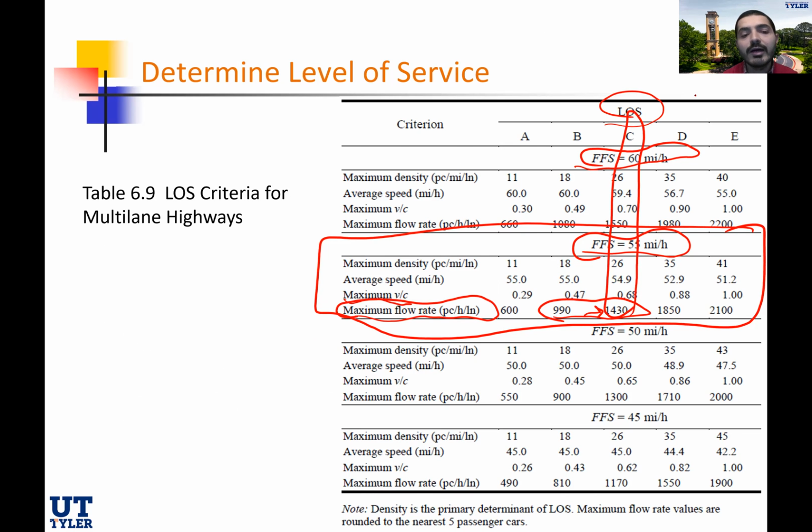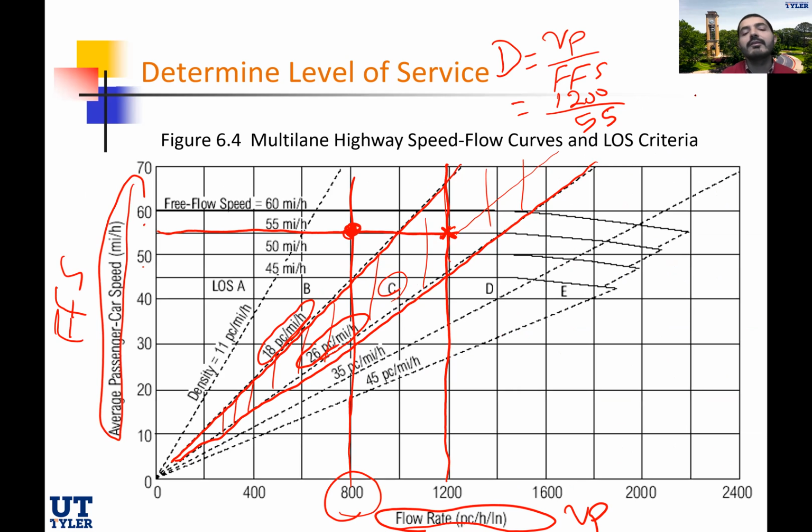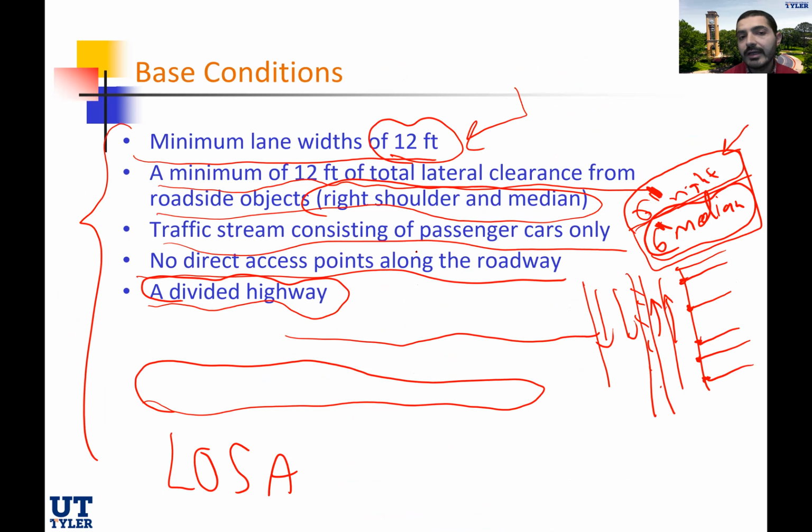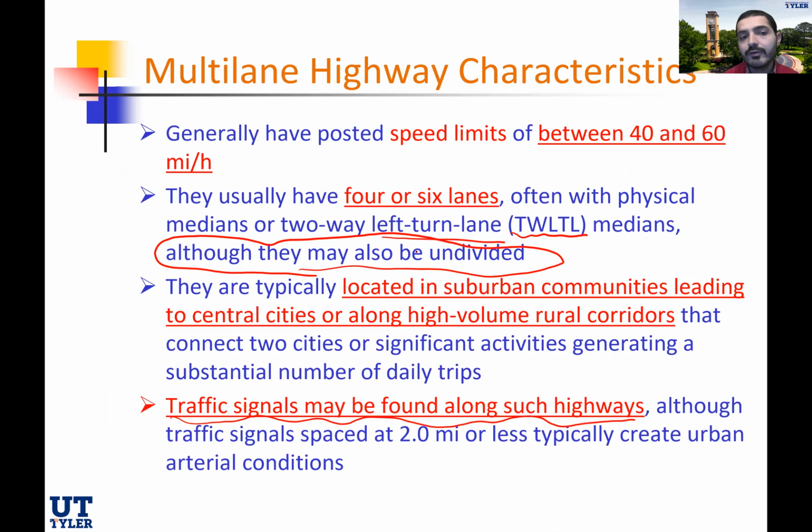But I prefer to use the figure, because it pinpoints right away: if you know what your flow rate is, and if you know what the free flow speed is, you're going to get a direct number from this graph. That's about it actually for the level of service for highways.